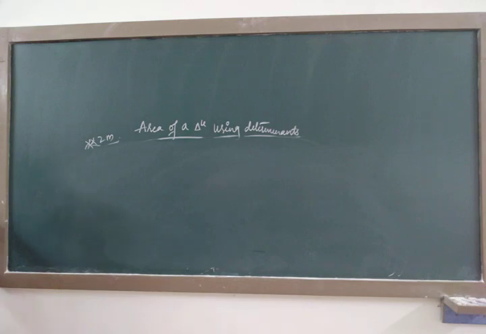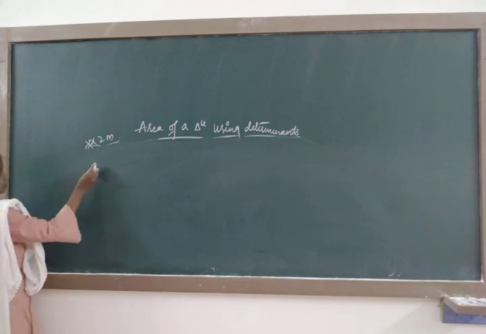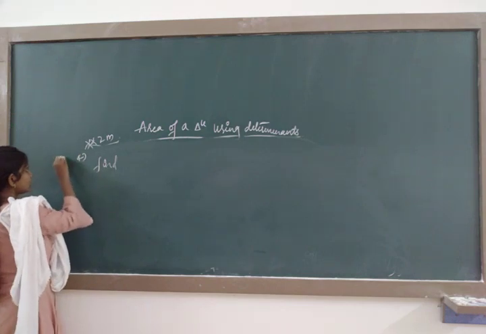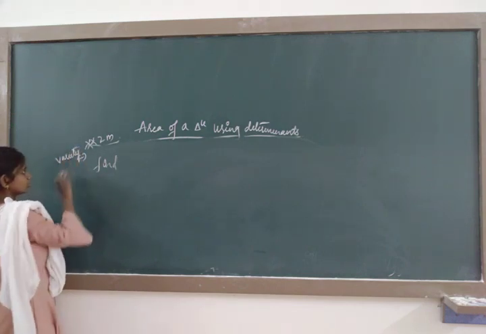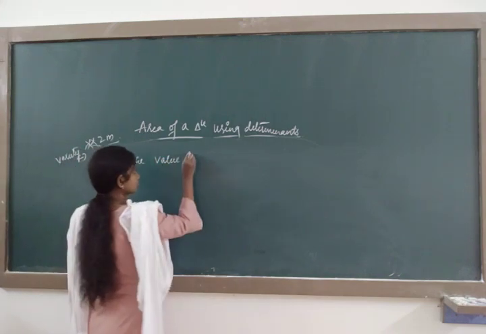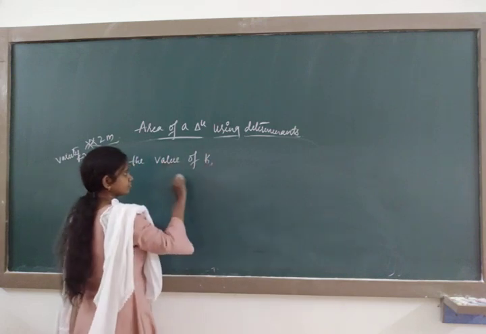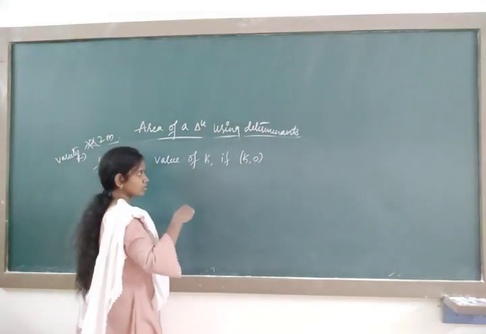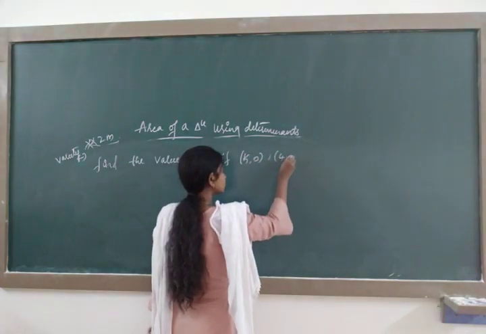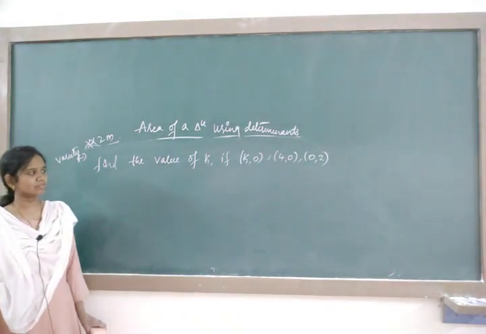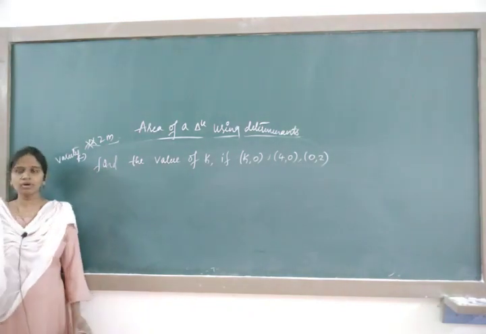Find the value of k. Next, variety 4, I will write here: find the value of k, if the vertices are (k, 0), next we will take (4, 0), next I will take (0, 2). Some vertices we will take (k, 0), (4, 0) and (0, 2).